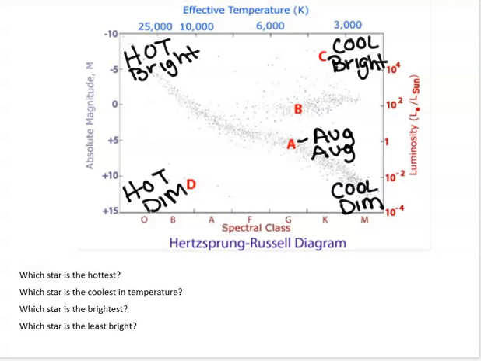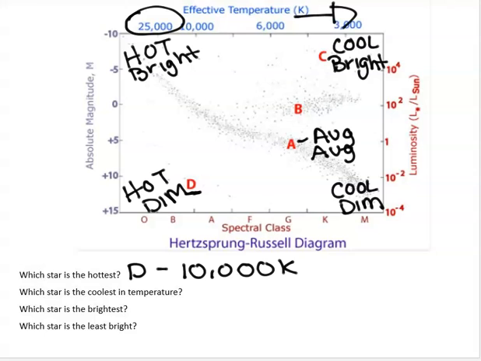So when I'm going to answer these questions, it says which star is the hottest. D is actually going to be the hottest because it's the star that's closest to this side over here. It's got a temperature of about 10,000 Kelvin. So D is the hottest and its temperature is about 10,000 Kelvin. Which star is the coolest? I'm looking for the star that is the furthest over this other direction. That will be star C, and it has a temperature right around 4,000 degrees Kelvin.